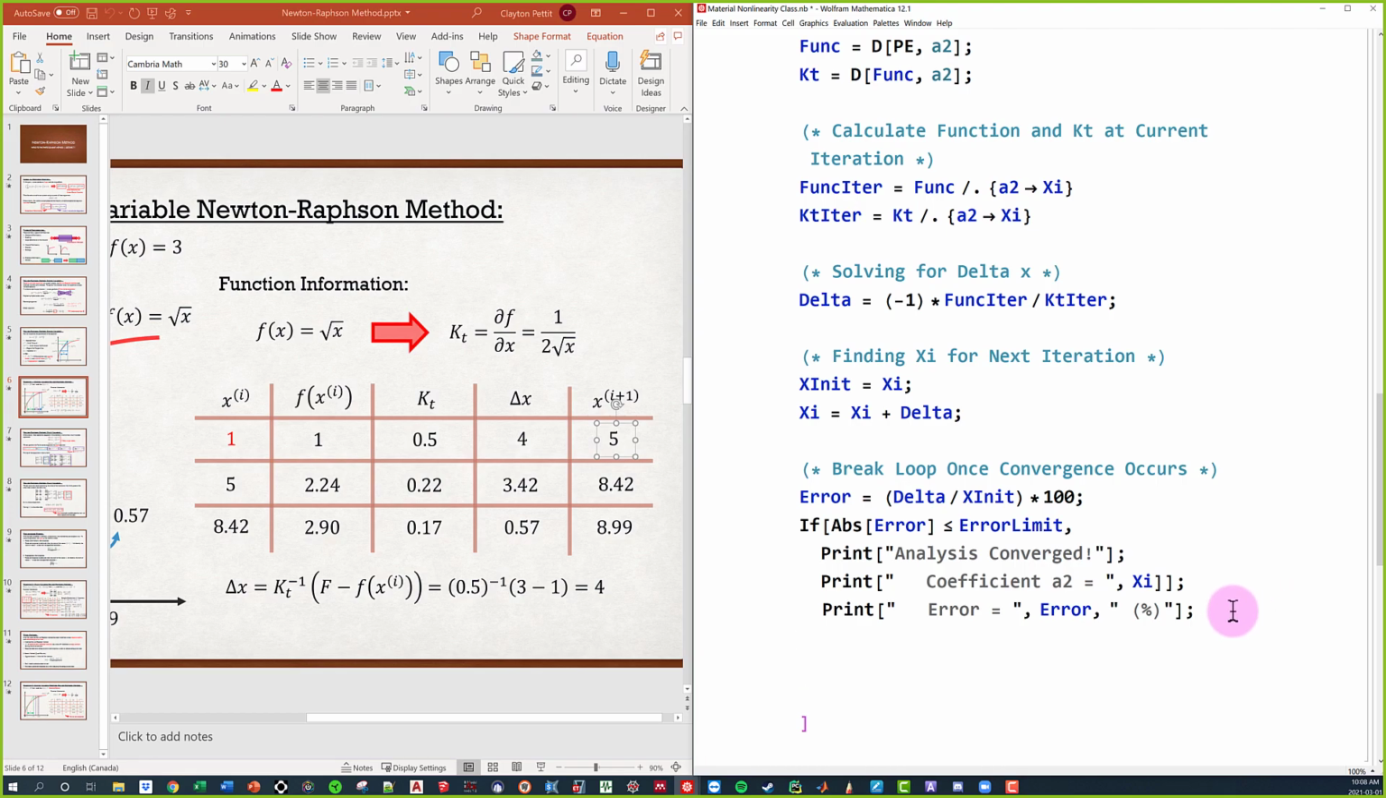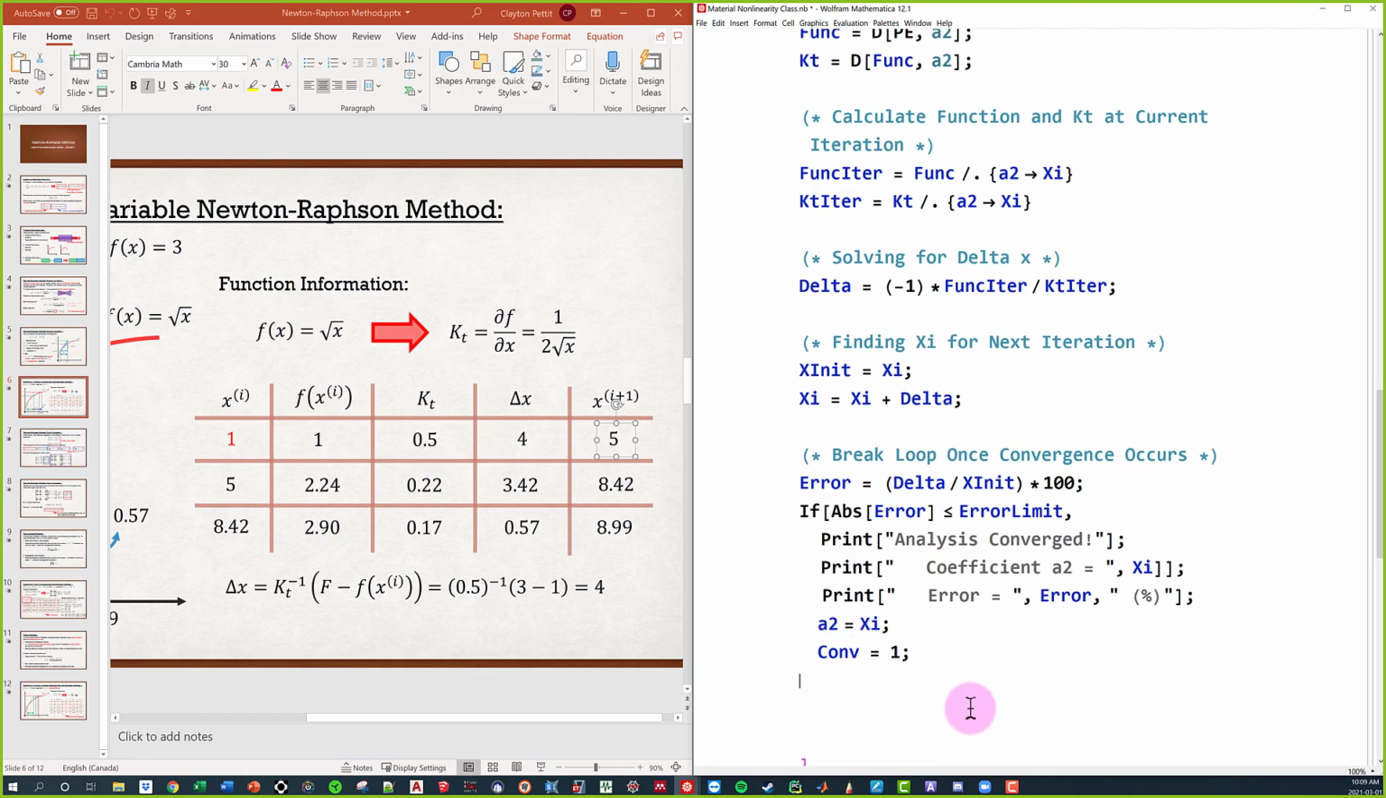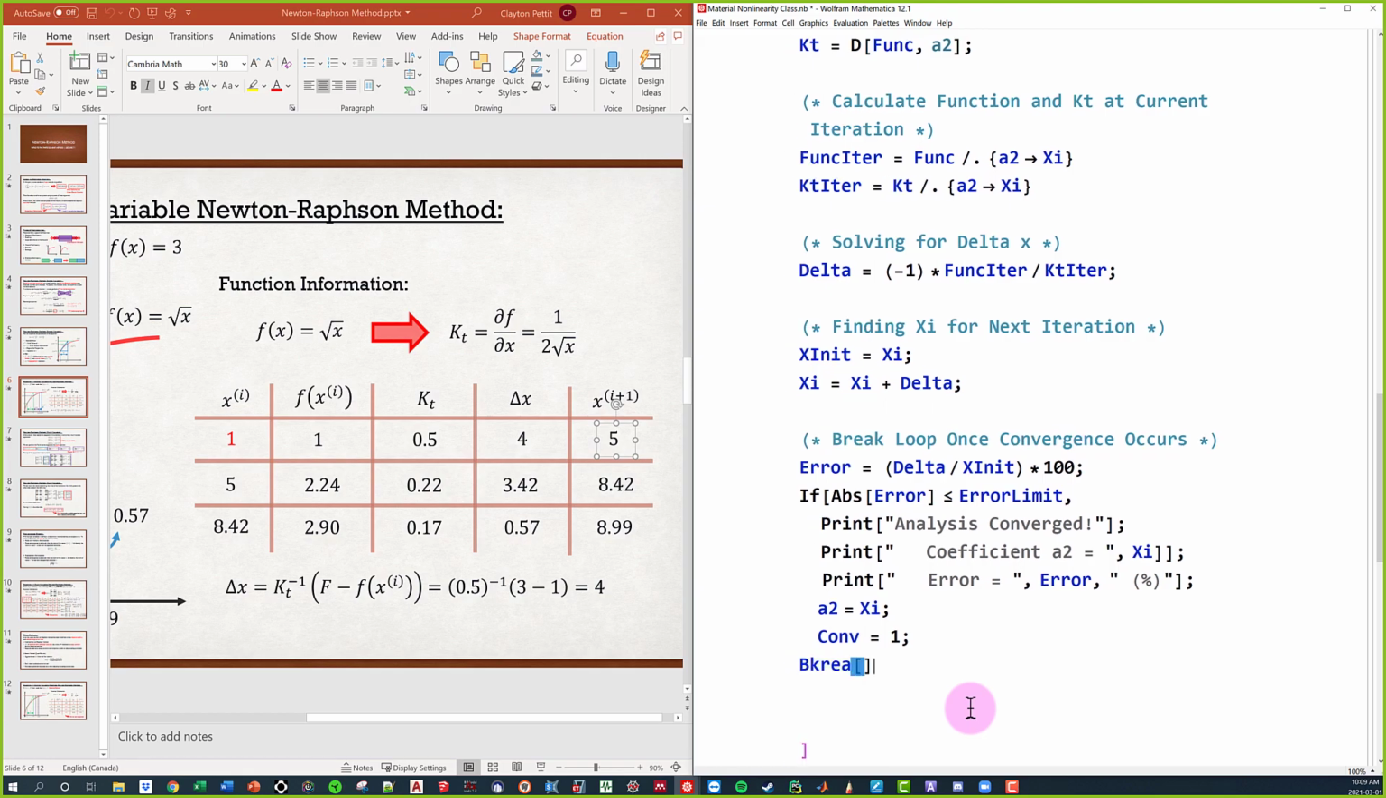So what I'm going to do also is print a couple more things. Actually, I'm not going to print any more things. If it's converged, we know that A2 is equal to xi. So I'm also going to say that A2 is equal to xi, nice and simple. And I'm going to put convergence equals 1, which basically means that convergence is true. You'll see why I do that a little bit later. I'm going to make this look a little bit nicer. And then the final thing, of course, is we need to break our loop, if I could spell break right.